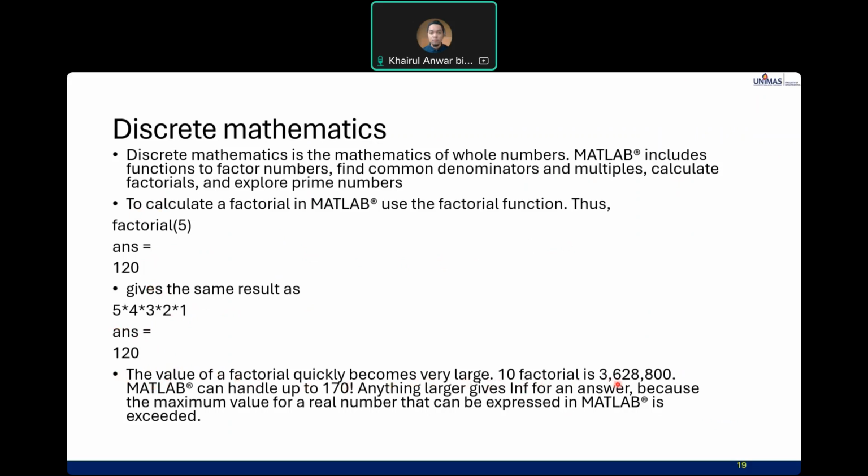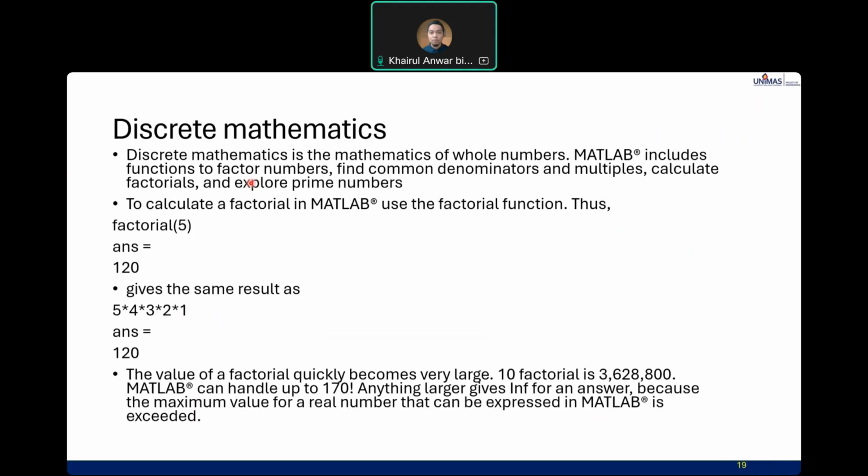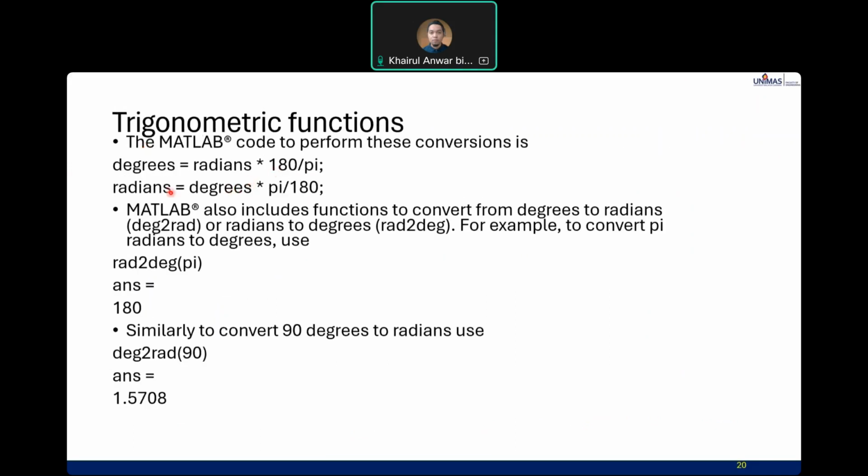The factorial is 3.6 million. MATLAB can handle factorials up to 170. Anything larger gives Inf, infinity, for an answer because the maximum value of a real number that can be expressed in MATLAB is exceeded. The MATLAB code to perform this conversion is degree equals radian times 180 over pi. This is trigonometric function.